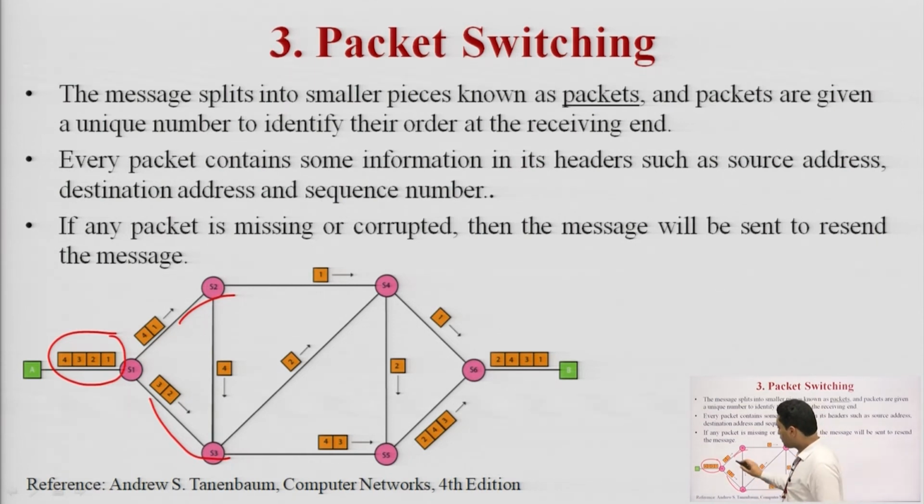In this case, these two packets are moving from this side, and in between, if one of the packets is lost and in a specific duration we are not getting the acknowledgement, the same packet will be retransferred. Here the stream of data is converted into packets, and suppose packet 4 is lost, then only this packet 4, not the other packets, will be transferred again. This is how packet switching works.